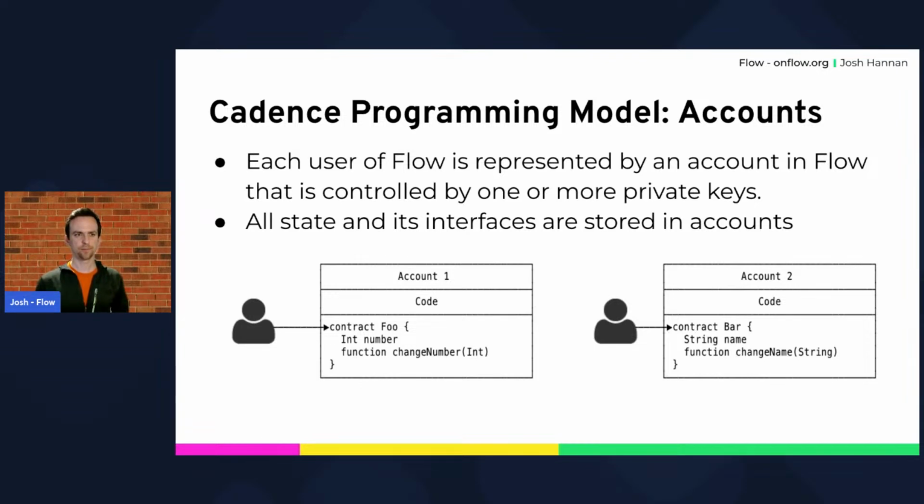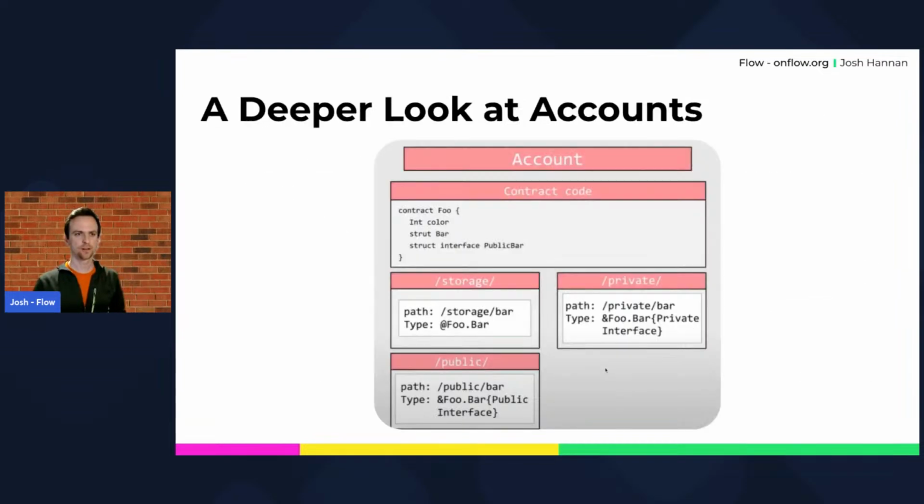Additionally, all state, meaning all data that is defined by contracts, and all of the interface to that state, meaning how you interact with it, are stored in accounts. And there's only one account type in Flow. Unlike something like Ethereum, where there are external accounts and contract accounts, there is only a single account type in Flow. So in a given account, there can be contracts deployed to it, and there can be assets stored in that account's storage.